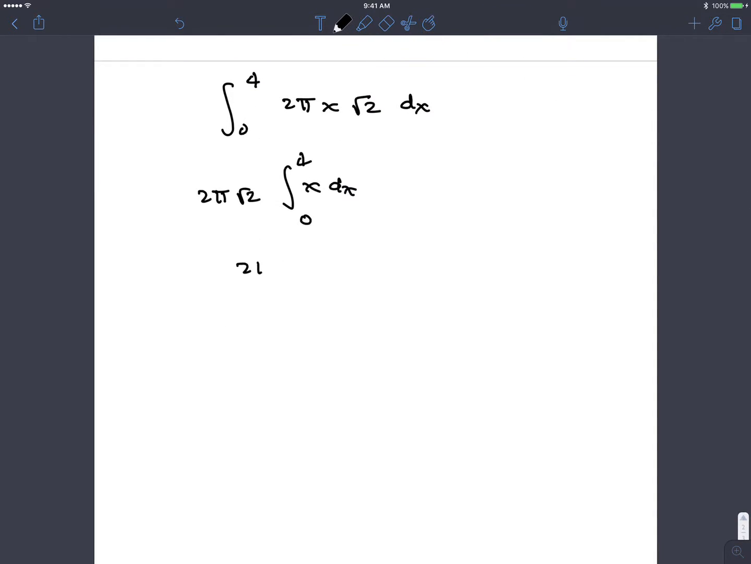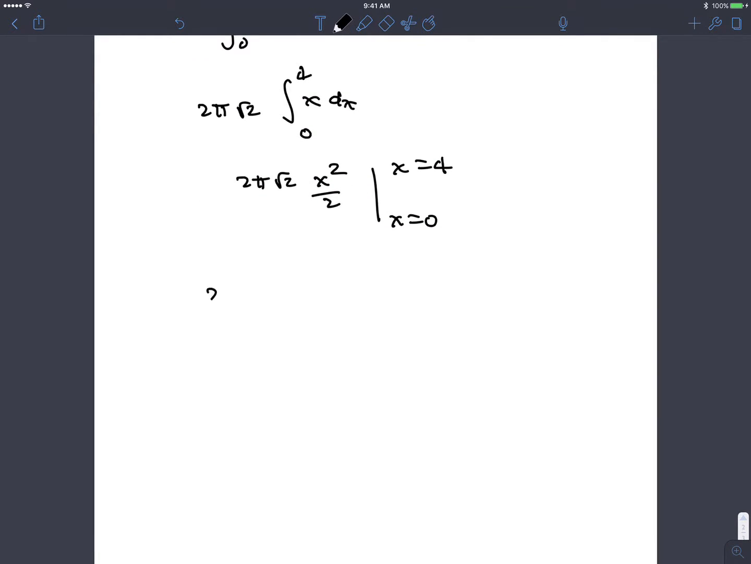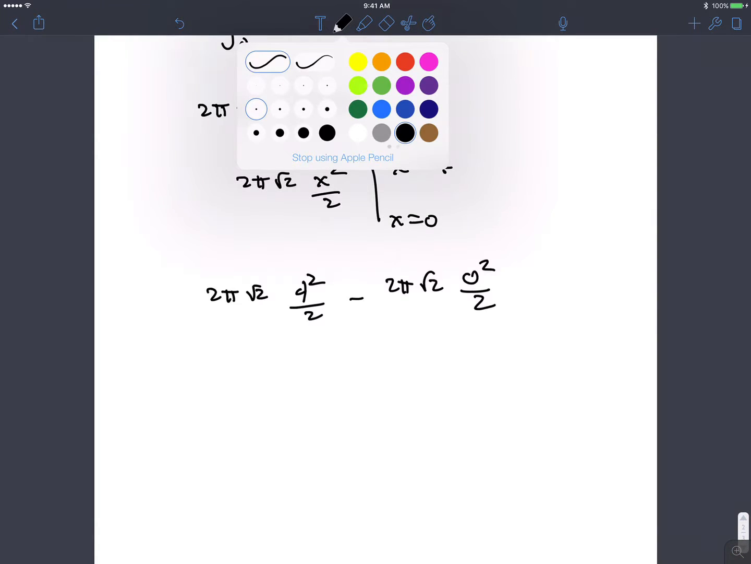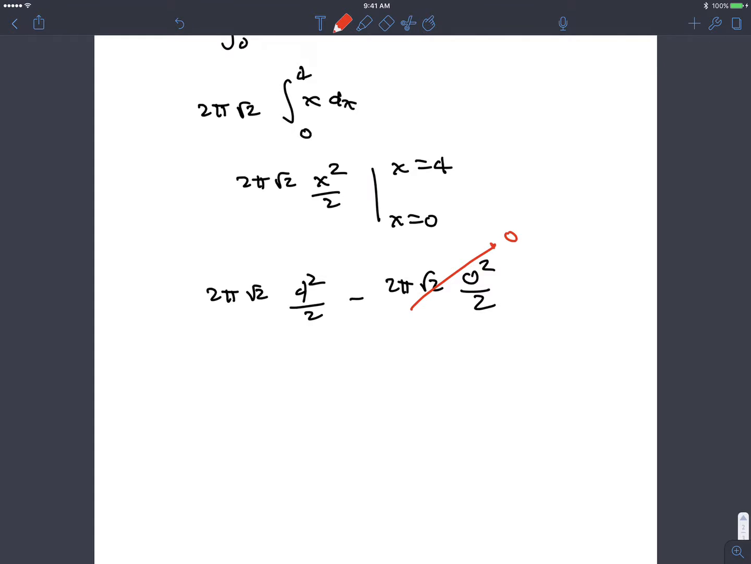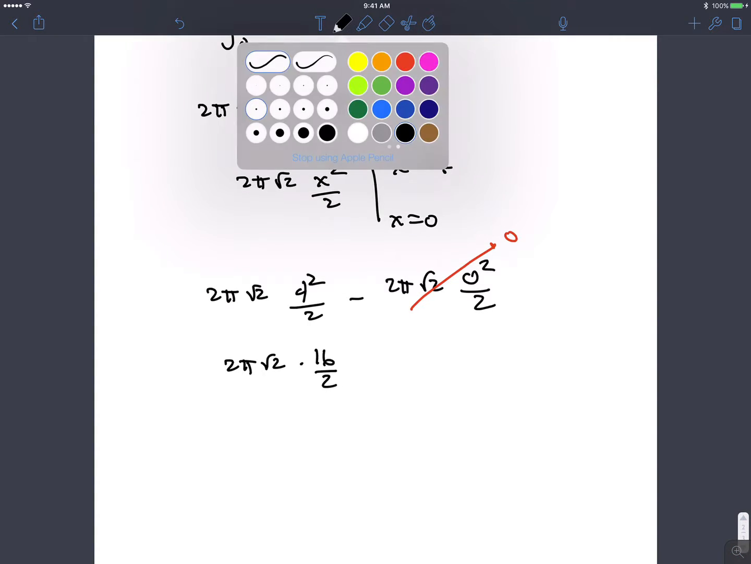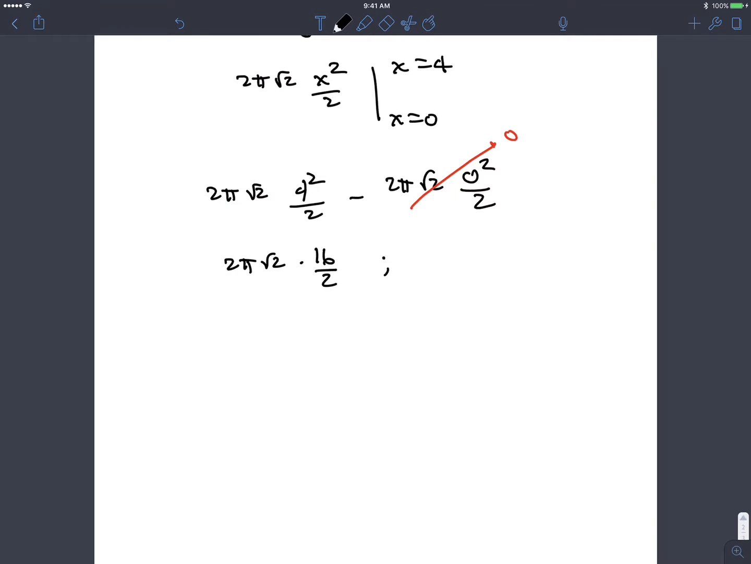And that's going to give us 2 pi square root of 2 times x squared over 2, and we evaluate this from x is 0 to x is 4. So I get 2 pi square root of 2, 4 squared over 2, minus 2 pi square root of 2, 0 squared over 2. And this portion on the right side is 0. Remember that? And now we get 2 pi square root of 2, 16 over 2, or simply 8. So I get 8 times 2 pi square root of 2.